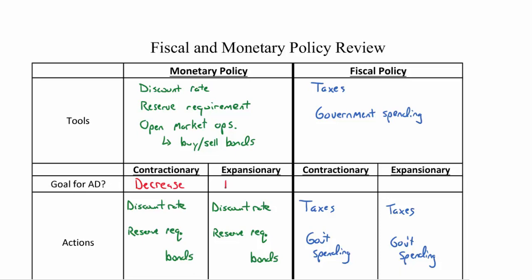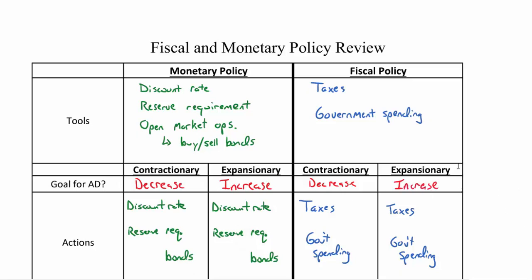Let's see if I can do this right. Here we go. Conversely, if we've got fiscal policy and we're going to pursue contractionary fiscal policy, I'm again going to want to decrease aggregate demand. And expansionary will be an increase, or I'm going to want to increase aggregate demand.